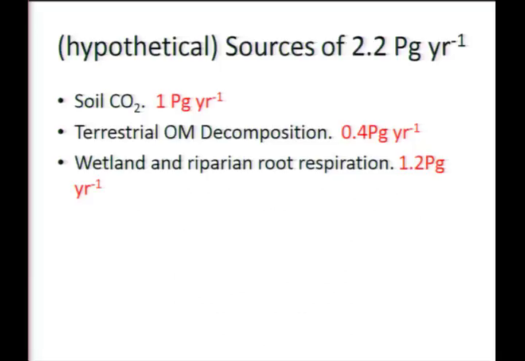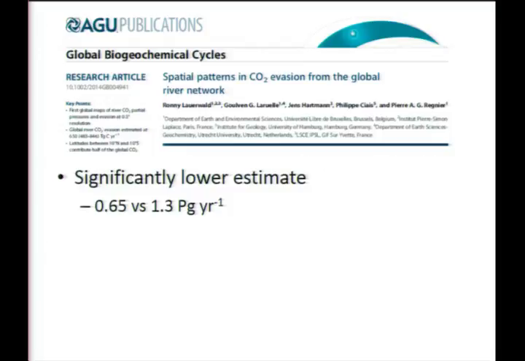I have it as 2.2 here because lakes and reservoirs add another 0.4 gigatons. So the total inland water evasion is in fact 2.2. So that's how you get there. So what else has been going on?